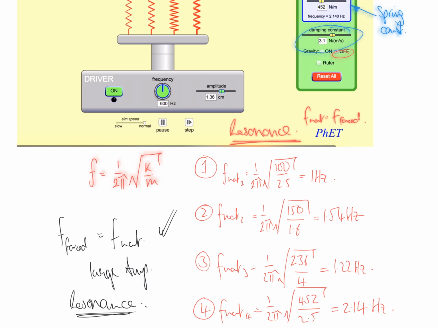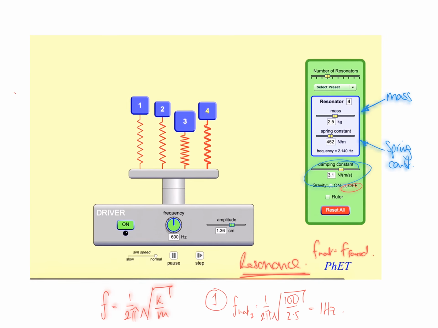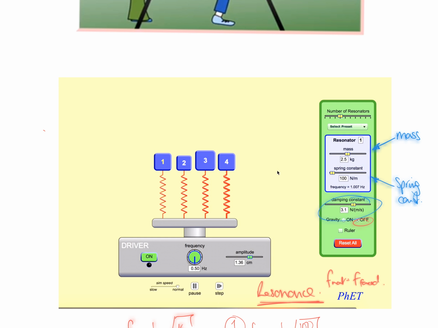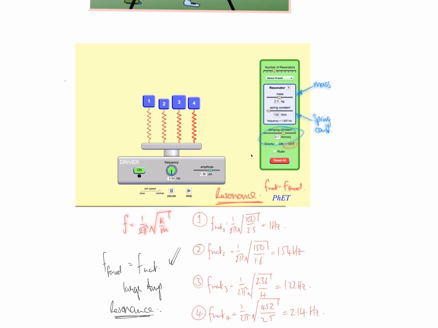Okay. Let me see if I can get that running one more time, so we can take a look at it and just appreciate that. I'm going to make it a bit smaller this time. So my second one, 1.6 and 150, is moving at 1.54 hertz. The third one was 4 and 236, so it should be resonating at a natural frequency of 1.22 hertz. And number 4, 2.5 and 452, giving me a frequency of 2.14 hertz.